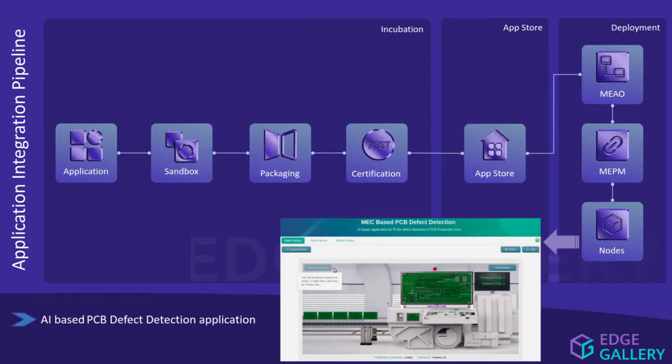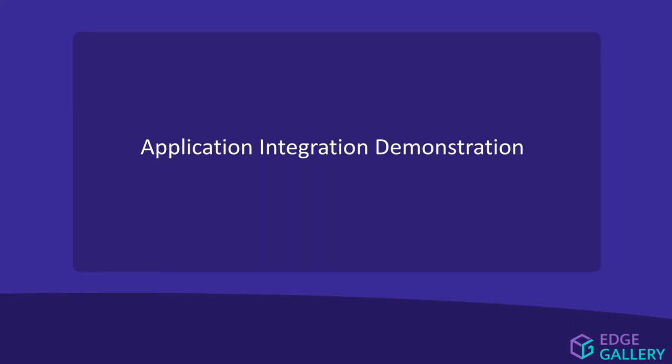This demo is going to demonstrate an application integration pipeline with the help of a PCB defect detection application. It is an AI-based application for detecting defective PCB in a production line. For a defective board, defect location and type will be shown. We will now proceed with the demonstration.